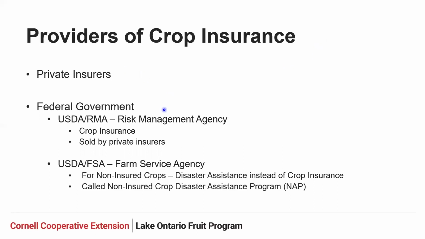Federal crop insurance is provided by the USDA Risk Management Agency, or RMA. Although the insurance is provided by the federal government, the government uses private insurers to implement the crop insurance policies. For crops that are not covered under federal crop insurance, the U.S. government provides disaster assistance through the Farm Service Agency, abbreviated FSA. This program is called the Non-Insured Crop Disaster Assistance Program, abbreviated NAP.